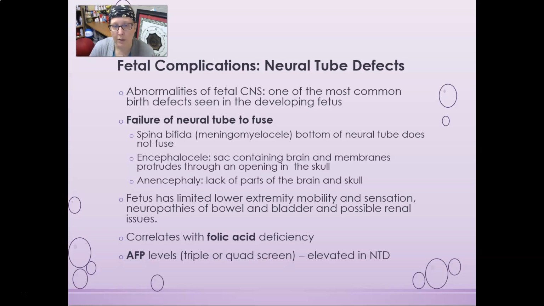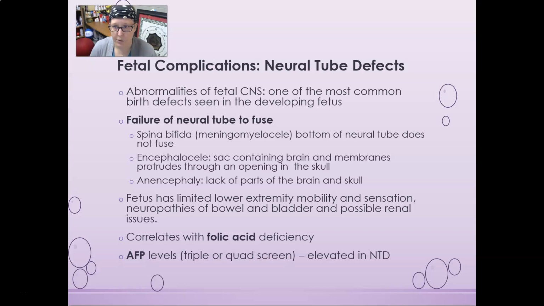The most common are spina bifida, also known as meningomyelocele, and in that one, the bottom of the neural tube does not fuse. We have encephalocele, and in this one, there's a sac containing the brain and the membranes from the spinal membranes. They protrude through an opening in the skull. And in anencephaly, there is a lack of parts of the brain and skull, so they just don't even form.